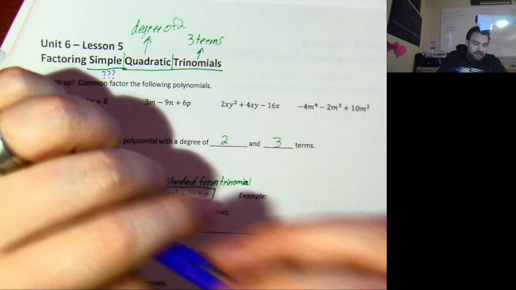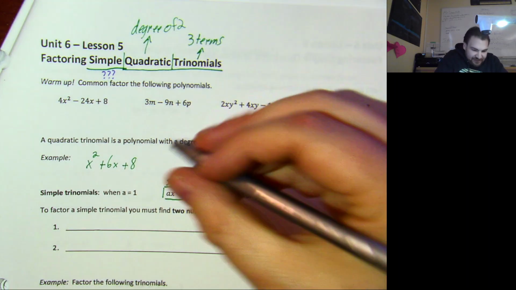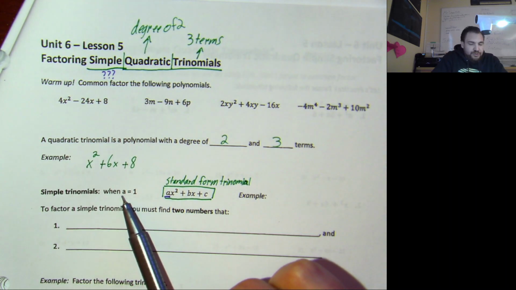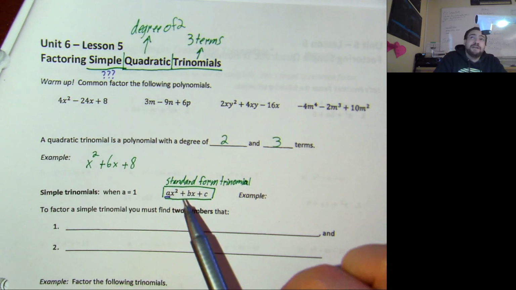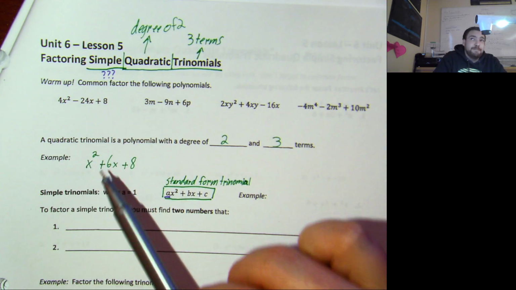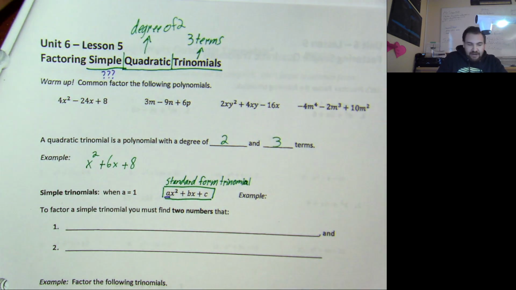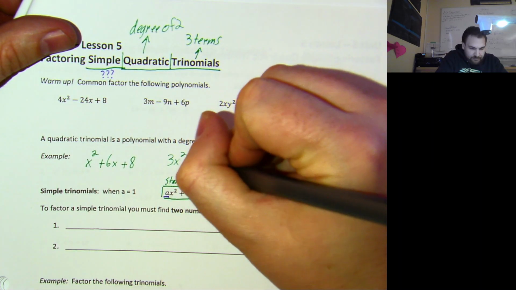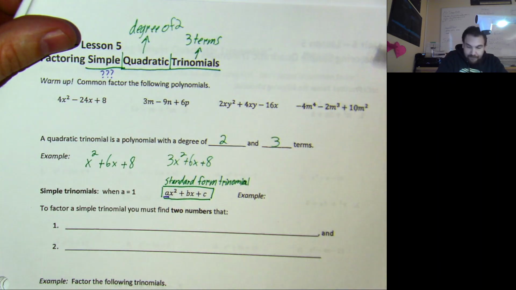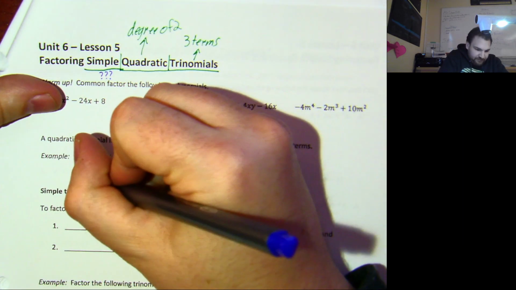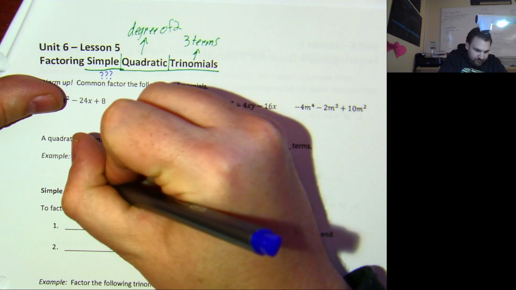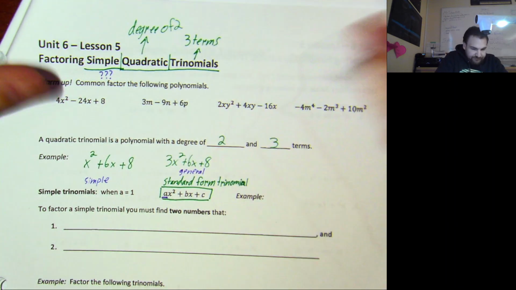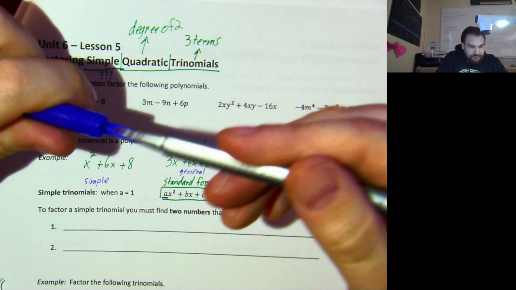And the simple trinomial is when this leading coefficient here, a, is 1. When a equals 1, the standard form trinomial becomes a simple trinomial. So this is an example of a simple trinomial. This would be an example of a trinomial that is not a simple trinomial. This one is simple. This one is general.